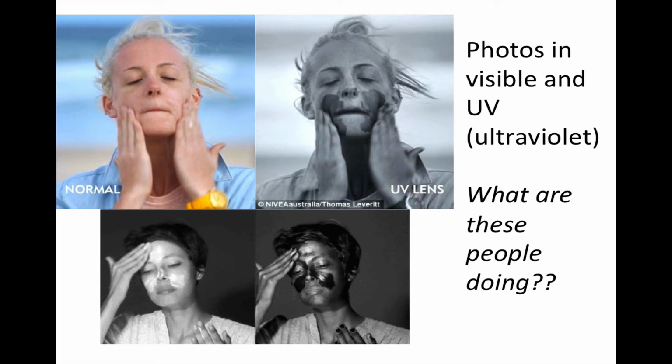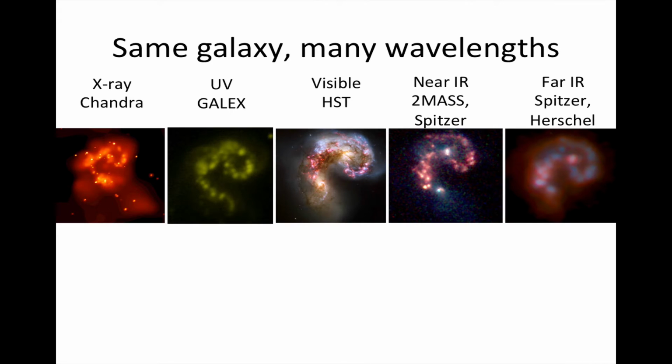Here are pictures in the visible light on the left and ultraviolet light on the right. What are these people doing? Whatever they're doing is appearing black in the ultraviolet. What they're doing is putting on sunblock. And in the pictures in the UV, you can see that the sunblock is doing a really good job blocking the ultraviolet light.